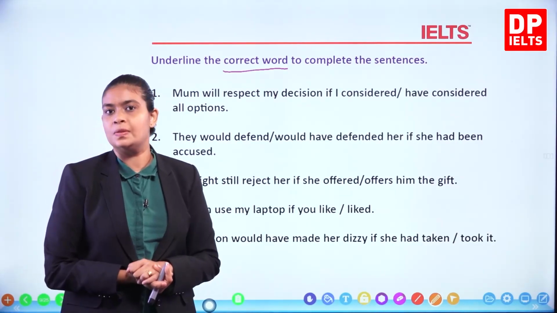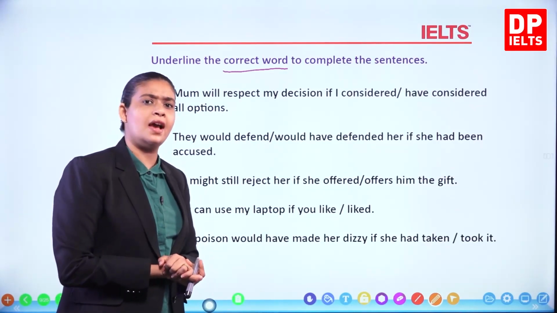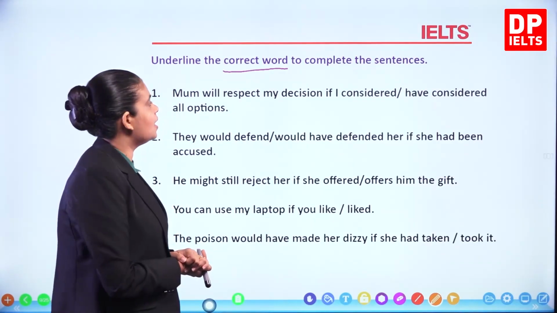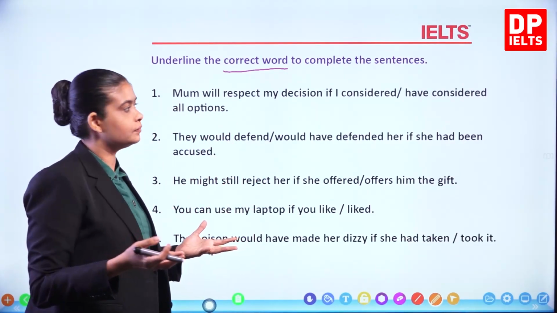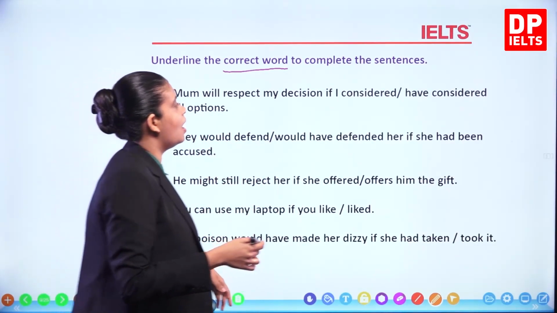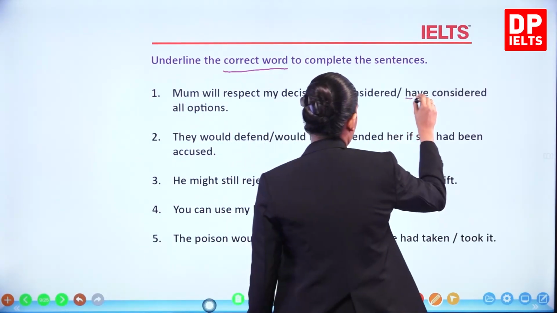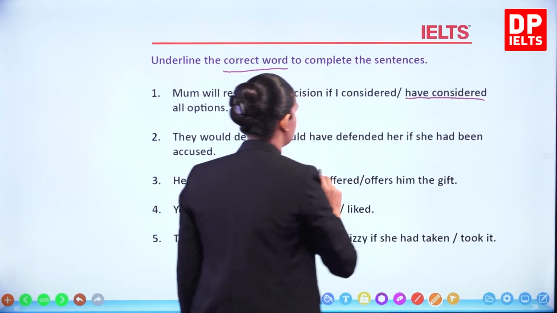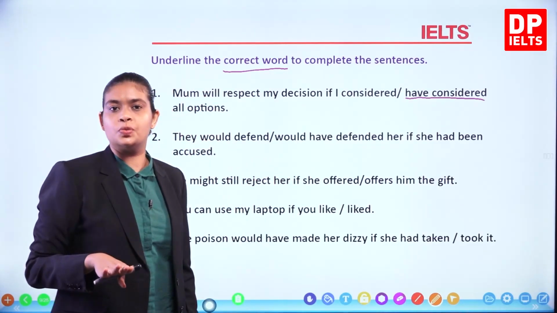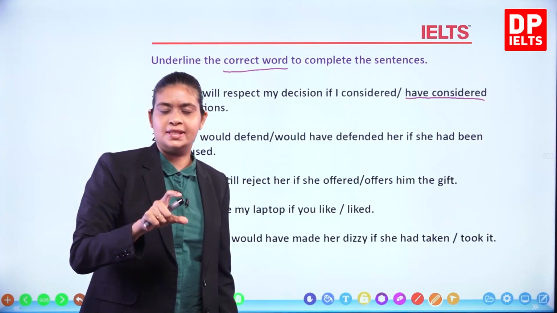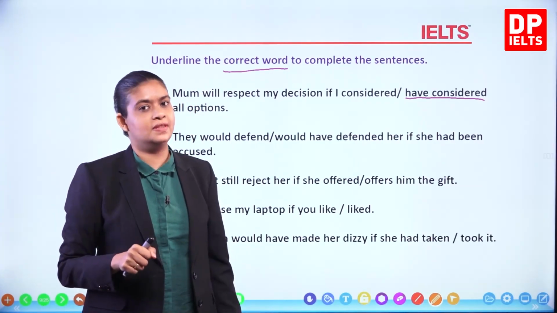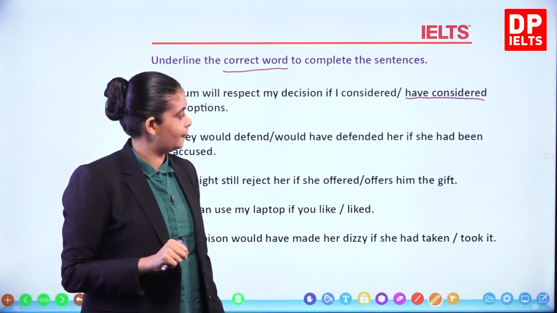When do you use the past tense? When it is unlikely. But this is highly likely that mum will respect my decision when? If I have considered all the options. So this is like the first one, likely to happen. So you could use the present tense or the present perfect tense.